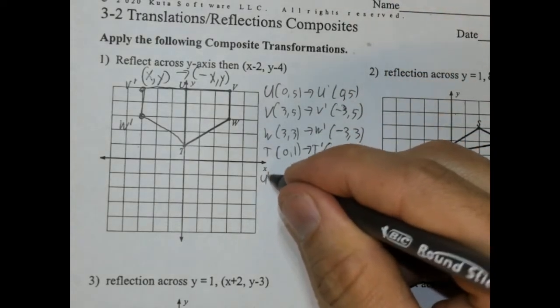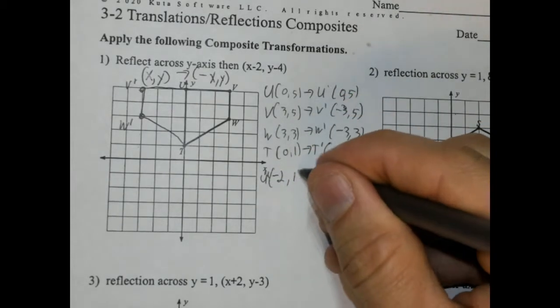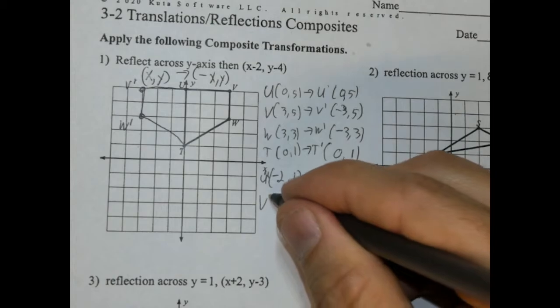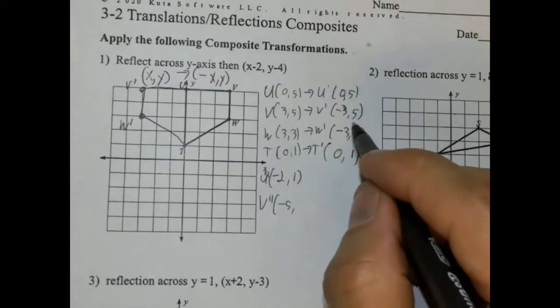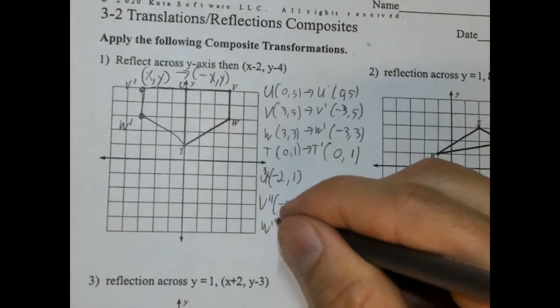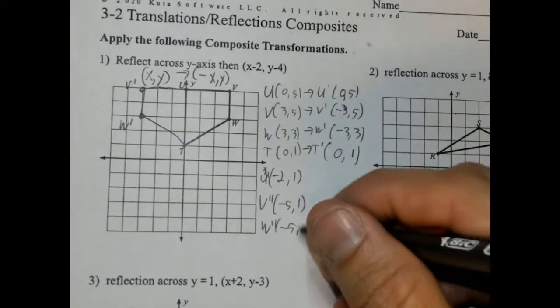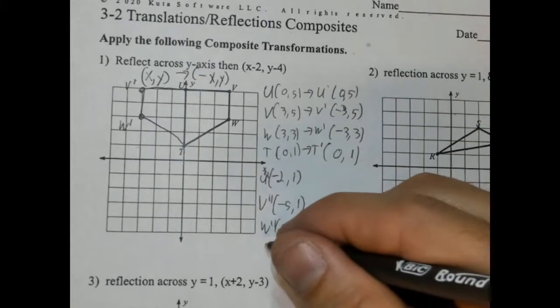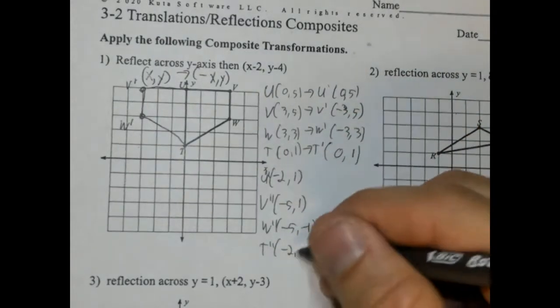So U double prime, and then 5 take away 4 is 1. V double prime: negative 3 minus 2 is negative 5, and 5 take away 4 is 1. W double prime: negative 3 minus 2 is negative 5, and 3 take away 4 is negative 1. And the last one is T double prime: 0 take away 2 is negative 2, and 1 take away 4 is negative 3.